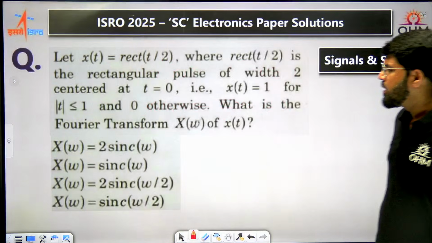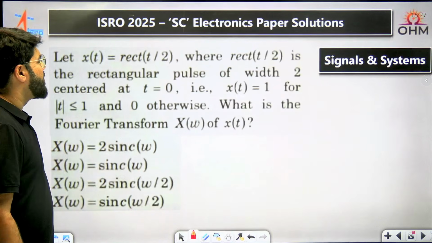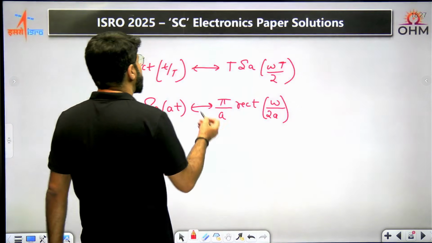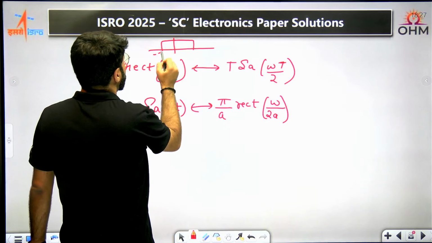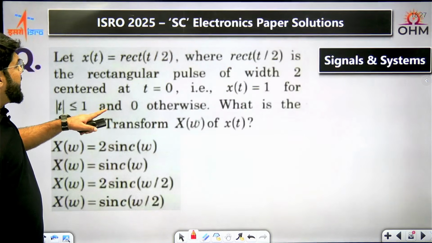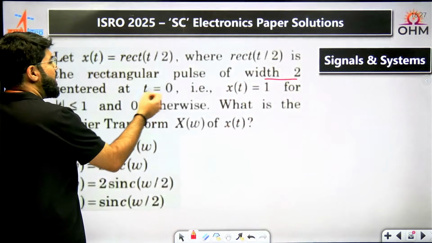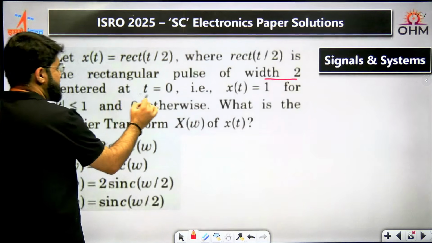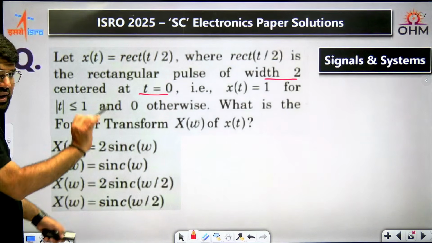So let x(t) be rect t by 2, where rect t by T describes a rectangular width. Whenever I say rect t by T, it is a rectangle of width T, from minus T by 2 to plus T by 2. That is what they are describing. Rect t by 2 is a rectangular pulse of width 2, correct? Located from minus 1 to 1, centered at origin. We normally draw the rectangular function symmetrically, as per the rect definition.